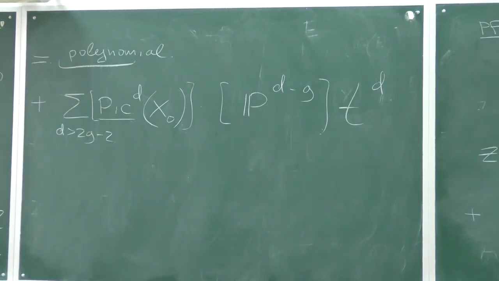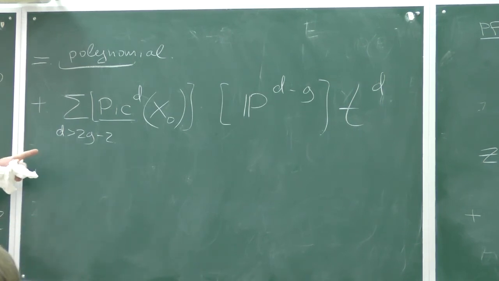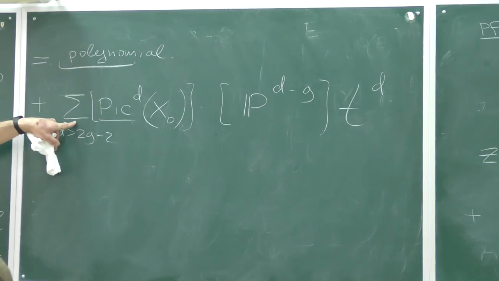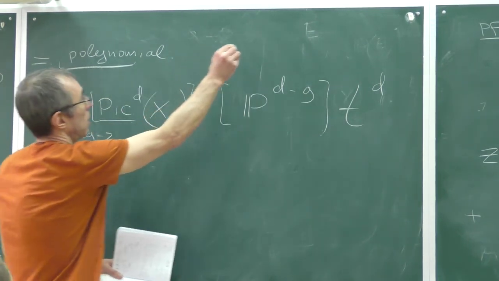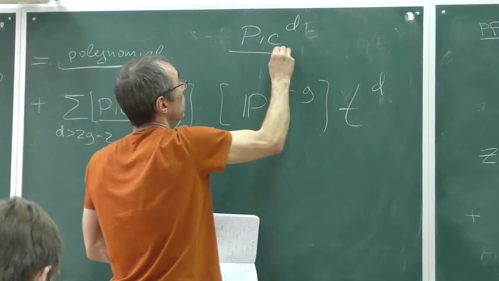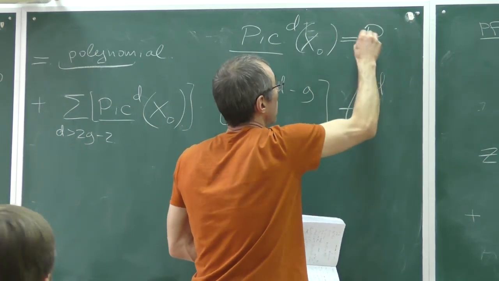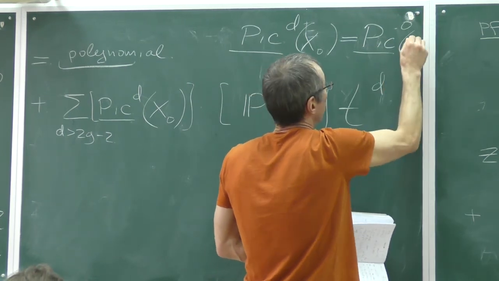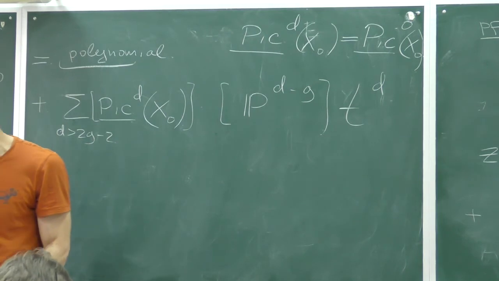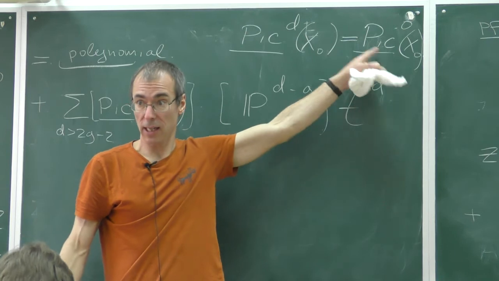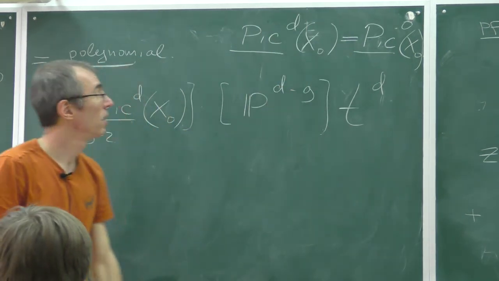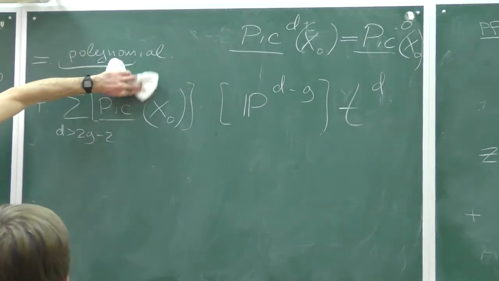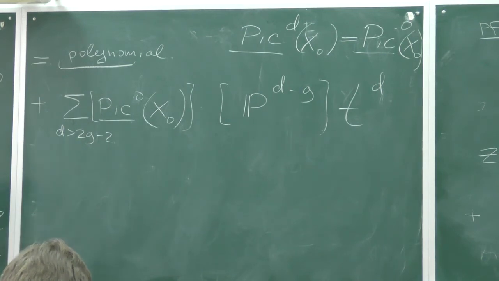Now, remember that I want to prove rationality, so what we want to show is that this sum is a polynomial divided by 1 minus t and 1 minus lt, where l is a class. The only geometric input here is that Picard, as a variety, Picard of x0 is equal to Picard 0 of x0. This is true because I have a point. If I have a line bundle of degree 0, I can add to it a multiple of my point and get a line bundle of degree d. So, therefore, I can raise this.